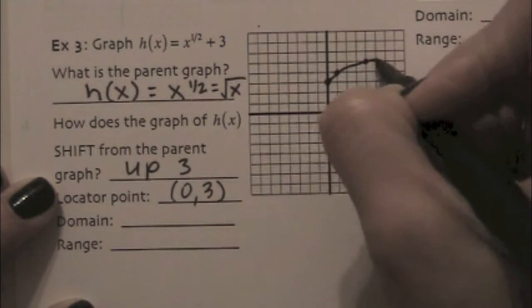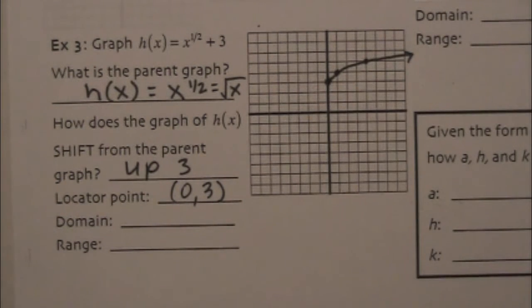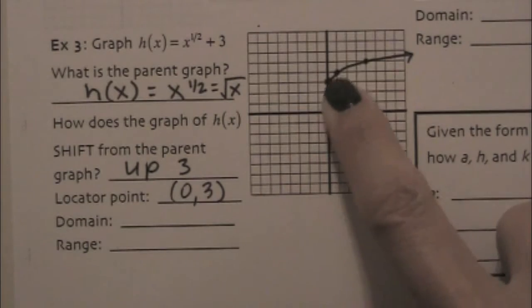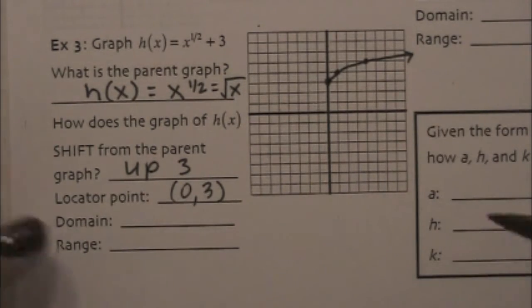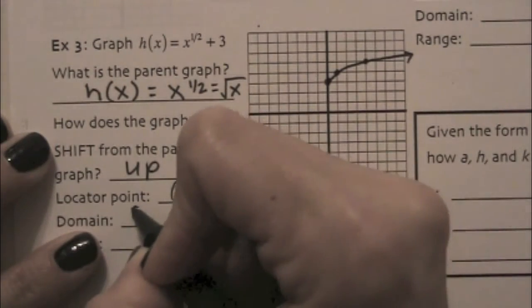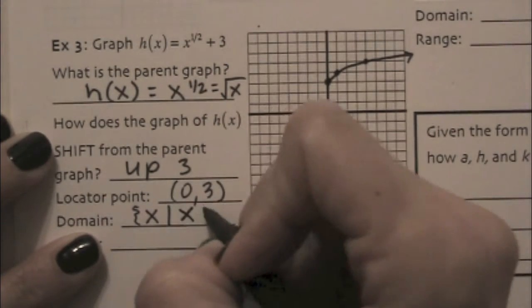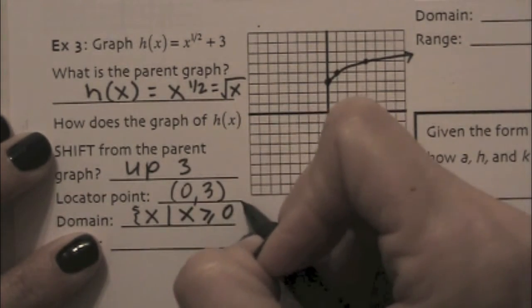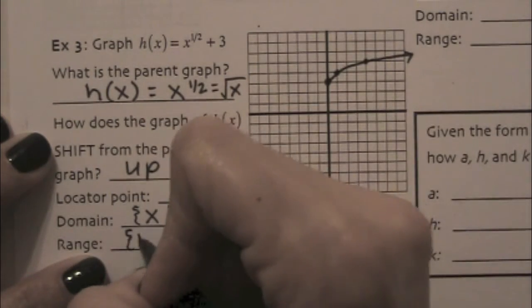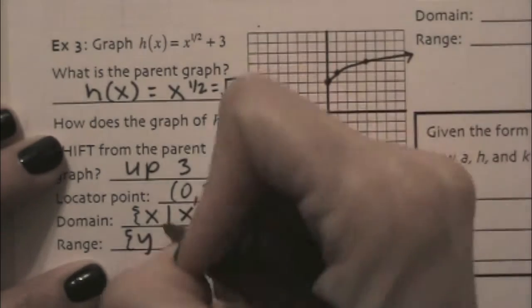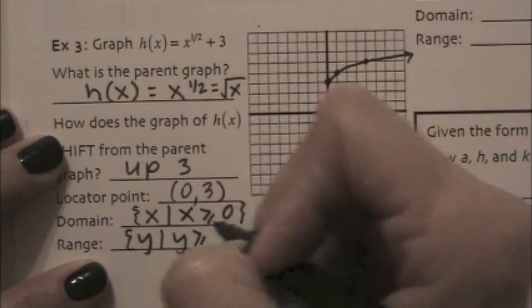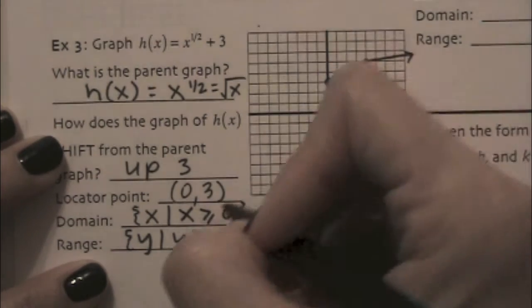And this graph is moving up to the right. Still moving up to the right, just like in the previous 2 problems. So domain: x such that x is greater or equal to 0. And the range is y such that y is greater or equal to 3.